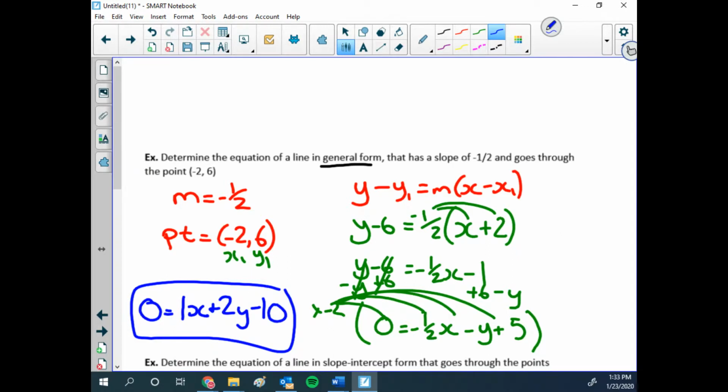Yeah, just by 2. So multiply that entire equation by whatever the denominator or denominators are to get rid of them.